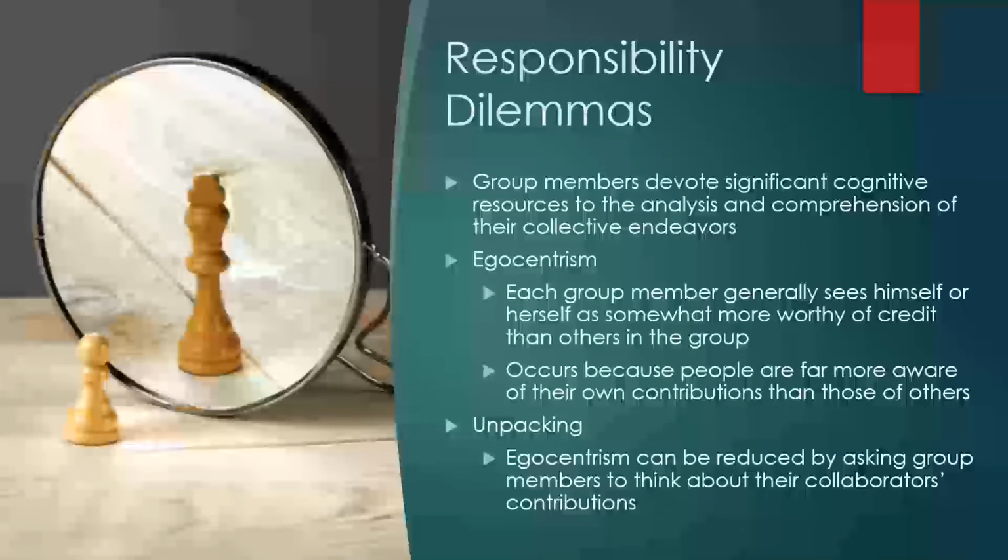And so a lot of the research has pointed to these unpacking techniques with these responsibility dilemmas, of really asking people to put themselves in other people's shoes and to really think about how much work it took to come to those other outcomes, to do the kind of things that these other collaborators are actually doing. And that tends to reduce some of this bias.